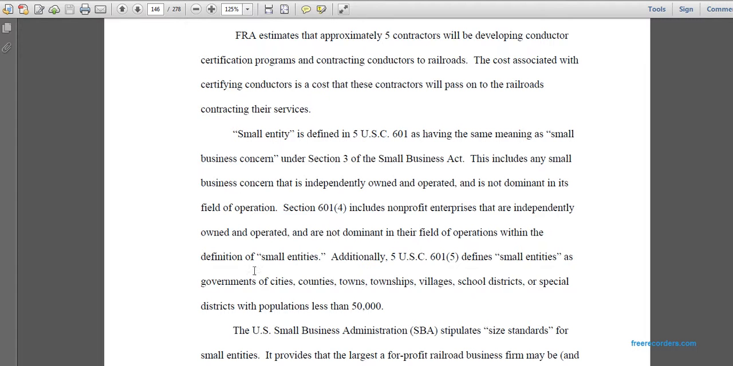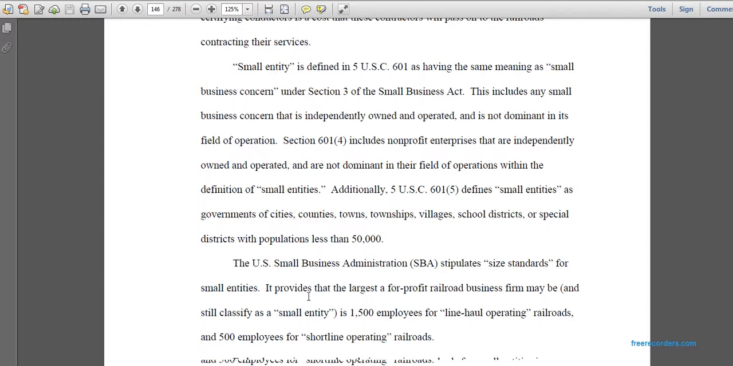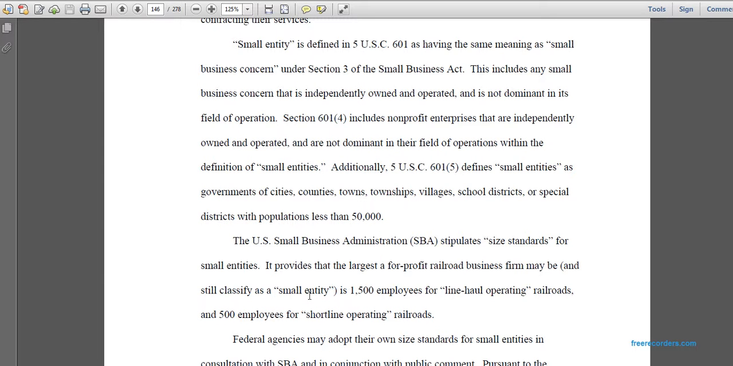It combines small entities with government, cities, counties, towns, townships, villages, school districts, special districts, and populations of less than 50,000. The U.S. Small Business Administration stipulates the size standards for small entities to provide the largest support. For a for-profit railroad business, a firm may be classified as a small entity with 1,500 employees for line haul operating railroads or 500 employees for short line operating railroads.